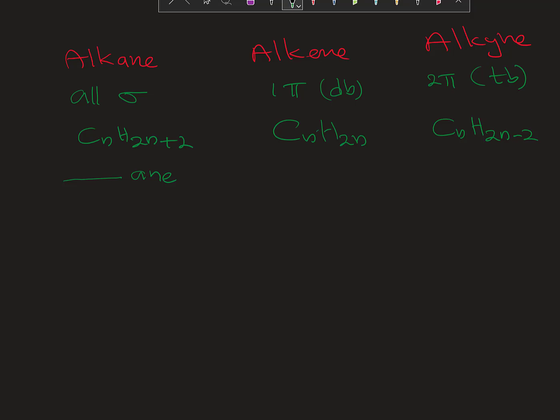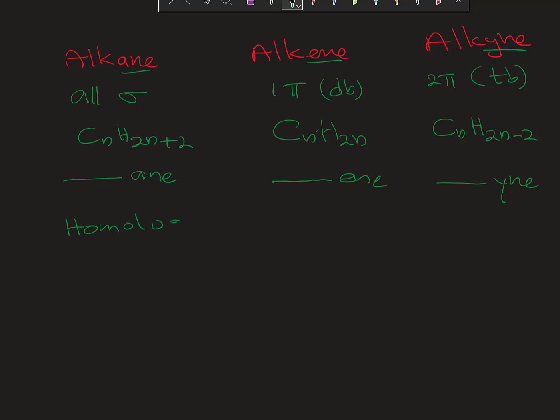Now naming. Naming ends for the alkane, whatever the name, in ANE. Alkenes naming ends with ENE. Alkynes naming ends with YNE. Okay, so those are the naming, how they end with -ane, -ene, and -yne, right? Now, we also want to know homologous series.